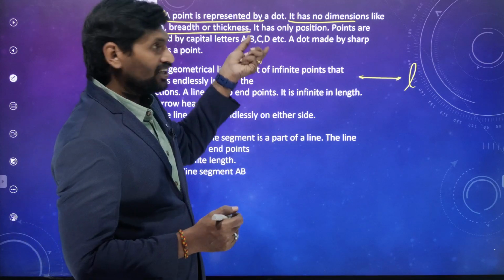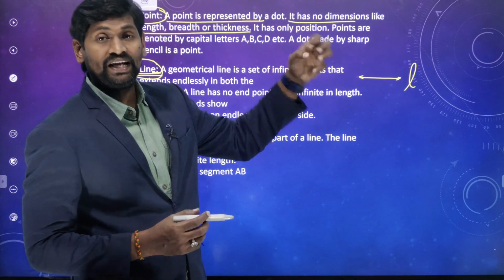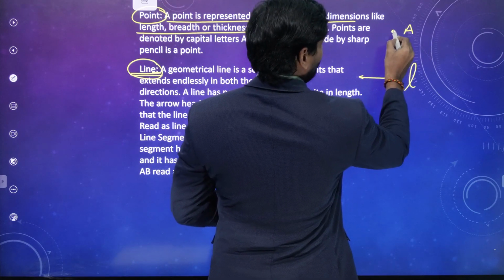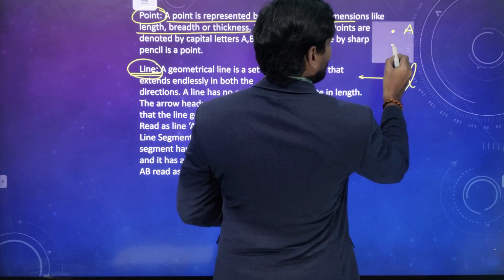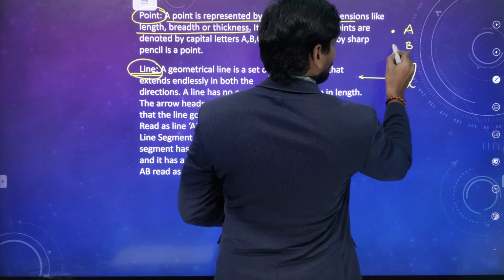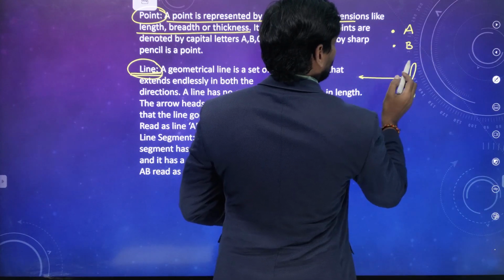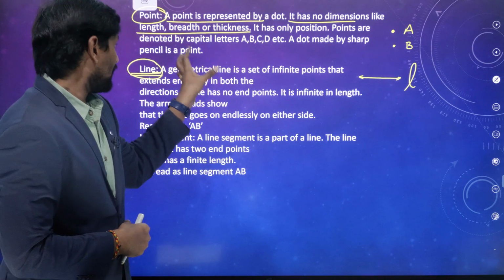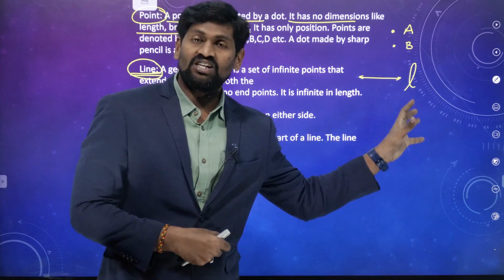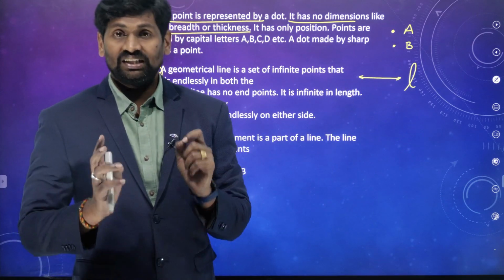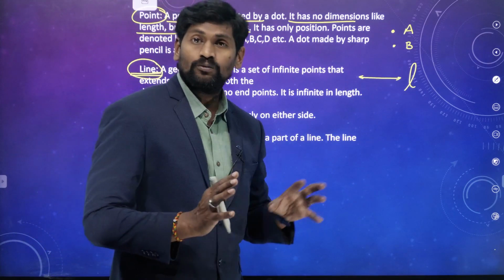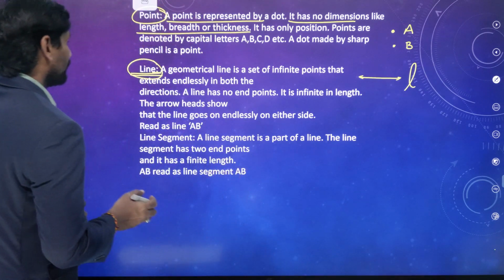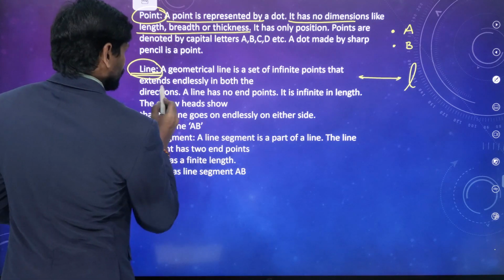Clear? And points are represented with capital letters A, B, C like that. See, a line is a one-dimensional object. The dimension is nothing but length. So there is no breadth for this. So it is breadthless length. Clear? And it shows direction also.